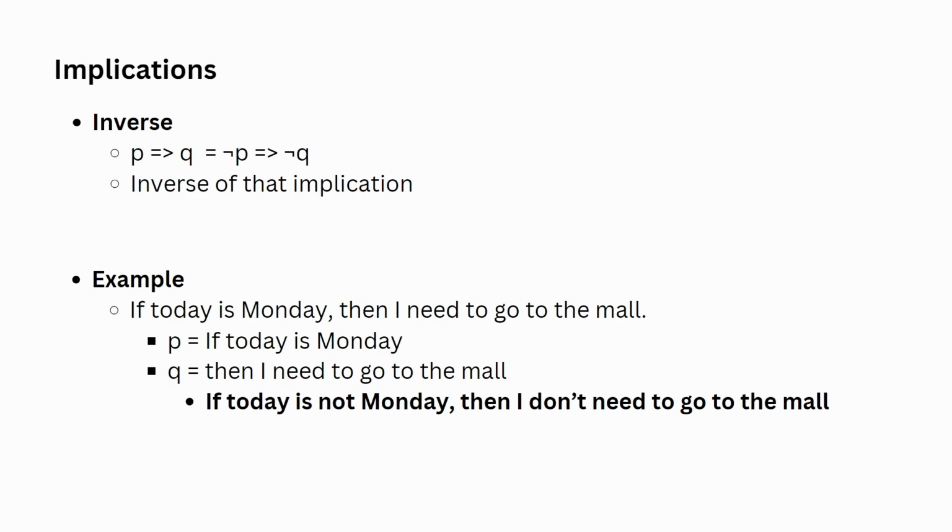Next, we have the inverse, which means it is the inverse of that implication. If P implies Q, the inverse of this will be not P implies not Q. An example of this is if today is Monday, then I need to go to the mall. P is if today is Monday, and Q is then I need to go to the mall. If we inverse this, it will become if today is not Monday, then I don't need to go to the mall.